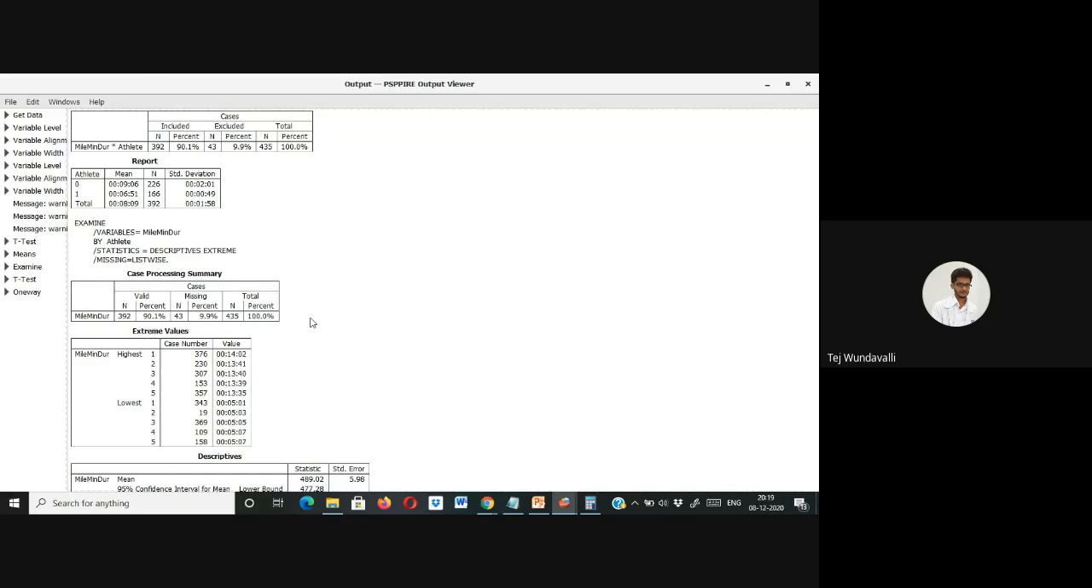Sir, comparatively, a non-athlete will take 3 minutes more than an athlete, 6 minutes 51 seconds versus 9 minutes. You can write like this: there was a significant difference between athletes and non-athletes to run a mile, where the average time taken by the athletes was 2 minutes 55 seconds less as compared to non-athletes. Or non-athletes took 2 minutes 55 seconds more than the athletes to run a mile.